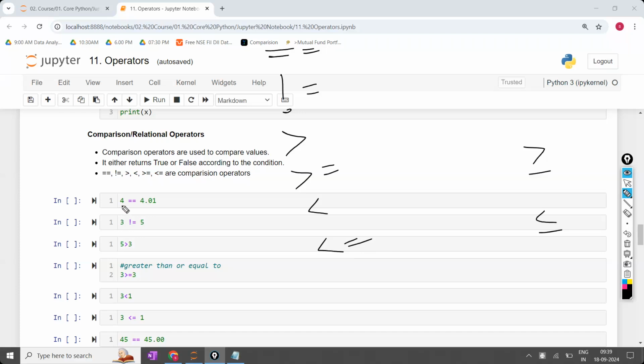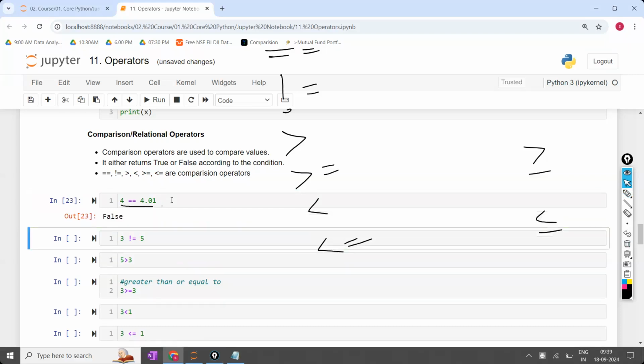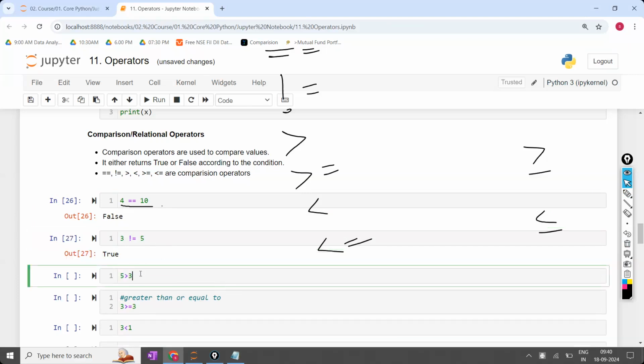So whether 4 is equal to 4.01, whether both are same? No, they are not same. So what is the output? False. 4 and 4.0 both are same? Yes. 4 and normal 4 both are same? Obviously yes. 4 and 10 both are same? No, false. Next, 3 is not equal to 5? True. 5 is greater than 3? True.